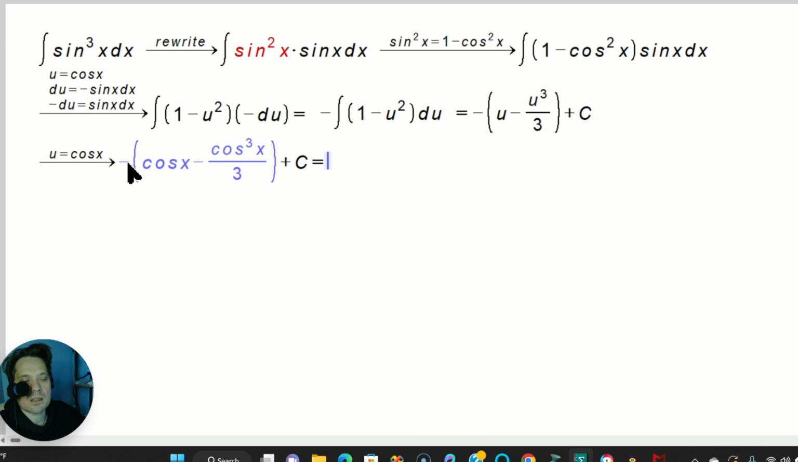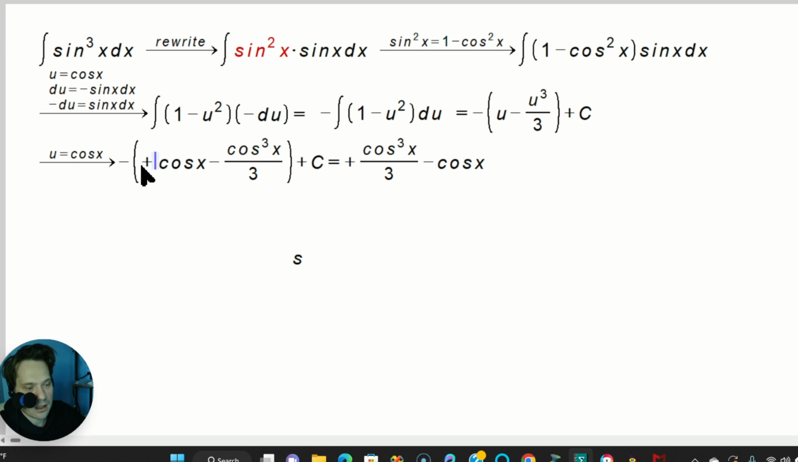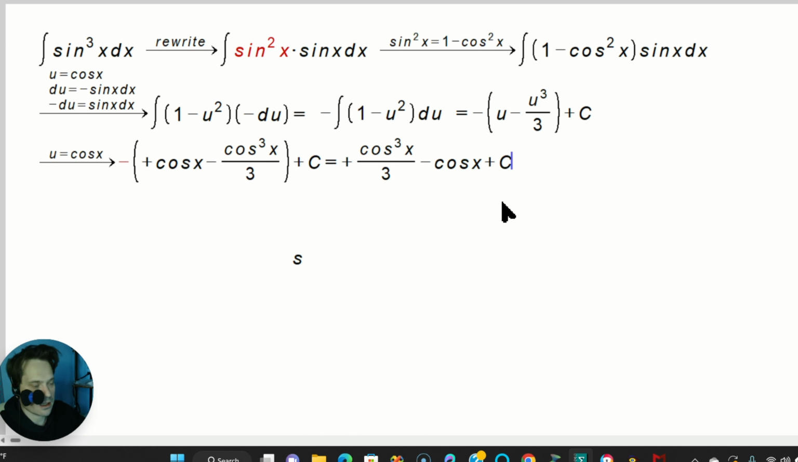We don't like this negative floating out here, so distribute it and then transpose the terms so the positive comes first. So it will become cosine³ x over 3. Notice this is the positive one now because I've distributed the negative. And then minus cosine x, because you distribute the negative from the outside, and it becomes negative cosine x as the second term. And then you attach the c, and that's the answer.